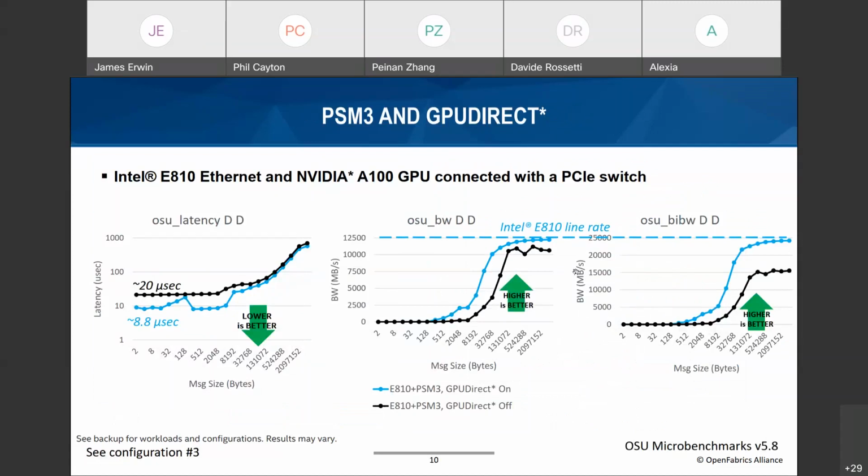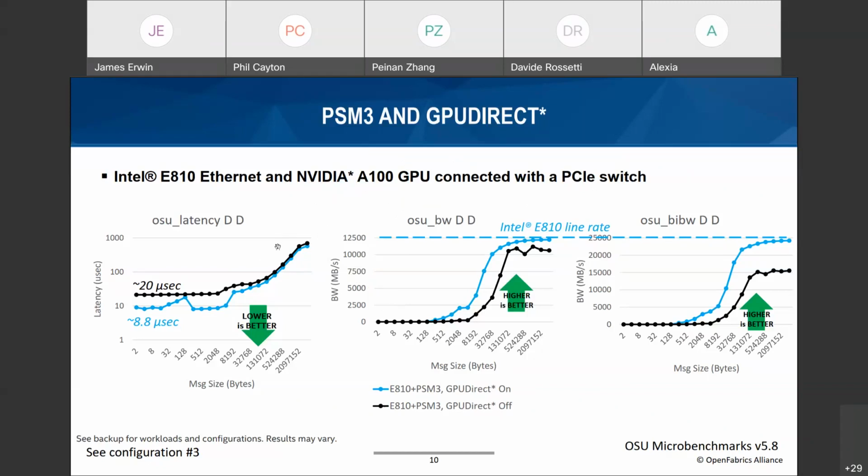This slide shows our lower level performance using GPU buffers with PSM3. These data are measured on nodes which have NVIDIA A100 GPUs, and they're on servers with PCI switches. So we really expect the best GPU Direct performance because both the GPU and the NIC are connected to the same PCI switch, and we don't get the CPU bus involved during the transfers.